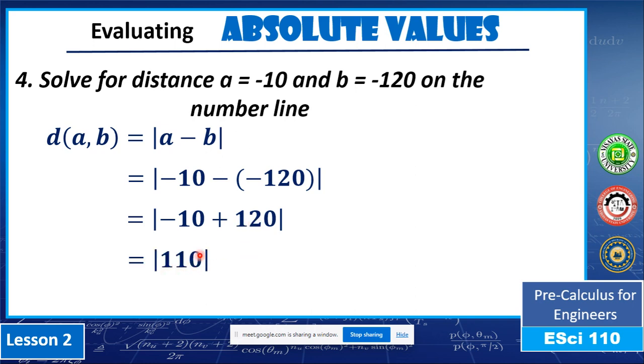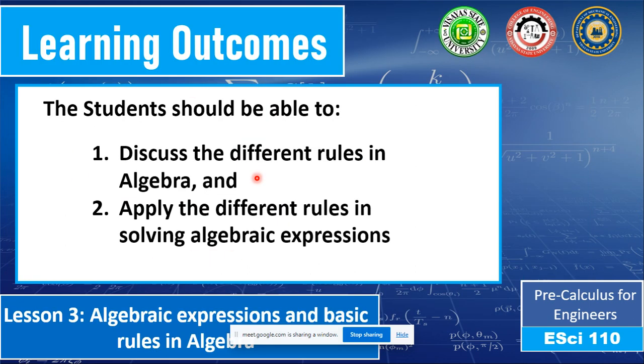So therefore, we're going to take the absolute value of 110. Since it is a positive number, therefore leave as it is. So we have a distance of 110. So ito yung pagkuha ng distance of two real numbers on a number line. Ganito lang kasimple. So I think we're already through with lesson 2.